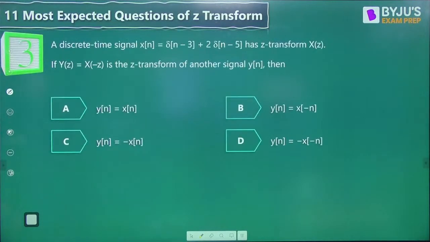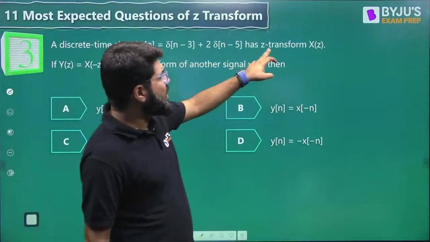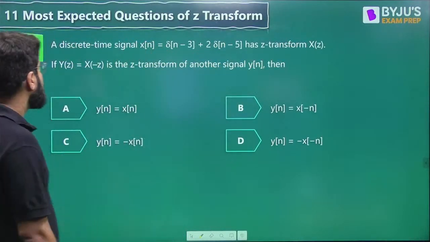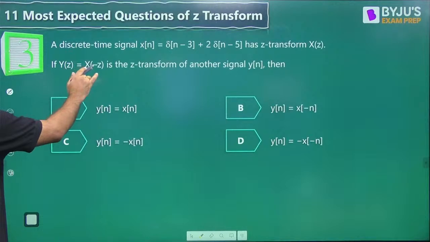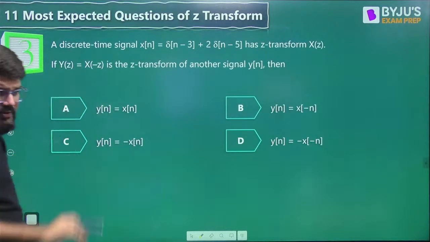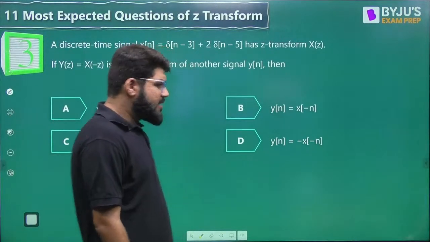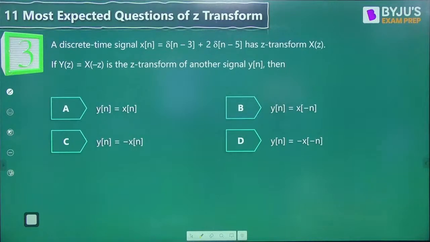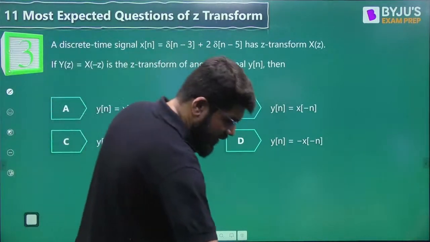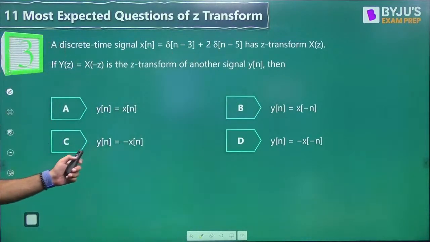A discrete time signal is given to you. It has the z transform X(z). If Y(z) is equal to X(-z), the z transform of another signal y[n], then what should be the value of y[n]? What should be the correct option?